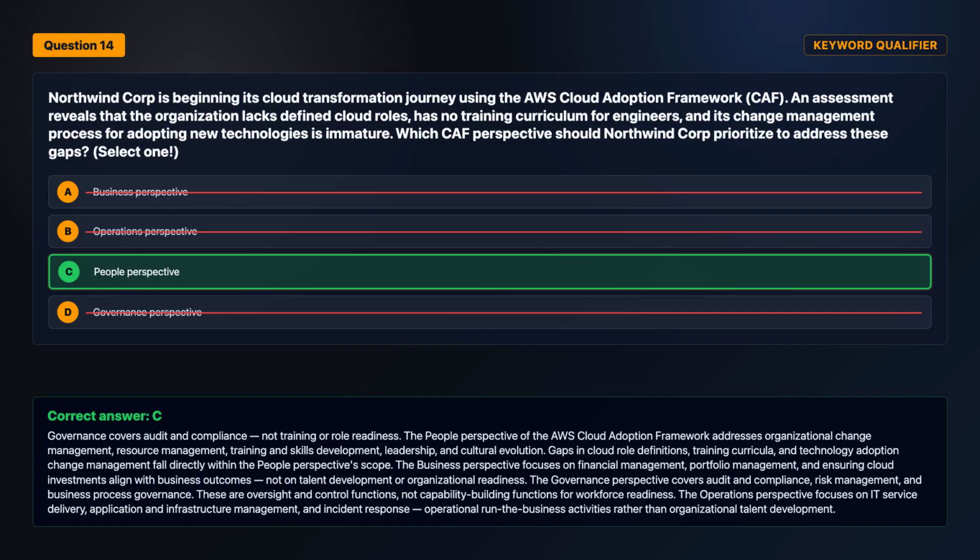The business perspective focuses on financial management, portfolio management, and ensuring cloud investments align with business outcomes, not on talent development or organizational readiness. The governance perspective covers audit and compliance, risk management, and business process governance. These are oversight and control functions, not capability building functions for workforce readiness. The operations perspective focuses on IT service delivery, application and infrastructure management, and incident response, operational run-the-business activities rather than organizational talent development.